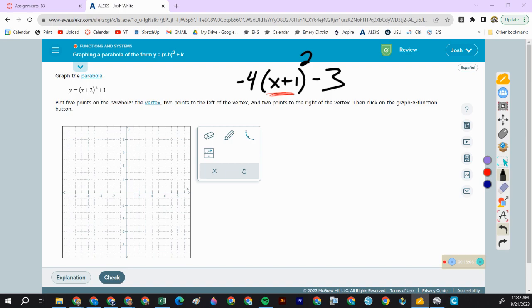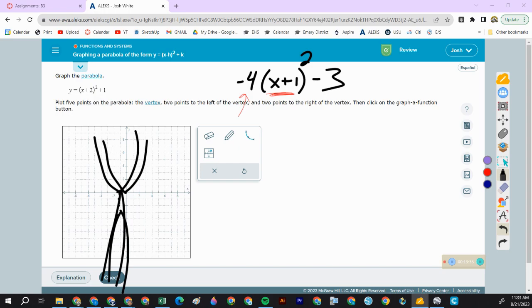Left 1, so I'm going to move to here. What is this telling me to do? Opens down, and it's 4 times taller. So we start with this parabola. We move it left. We have this parabola. Now we flip it upside down, and we make it super duper steep. And then we subtract 3. So we move it down 1, 2, 3. And we get this. Okay.